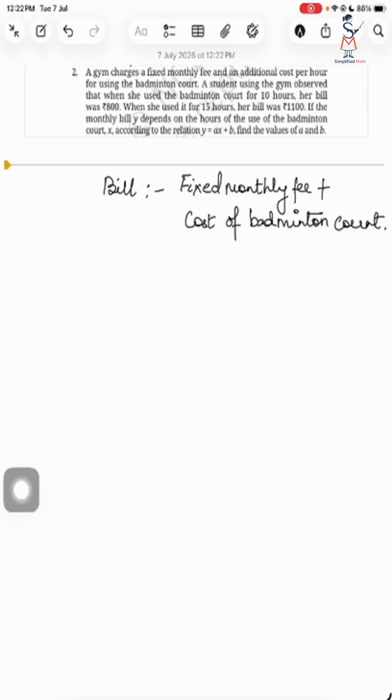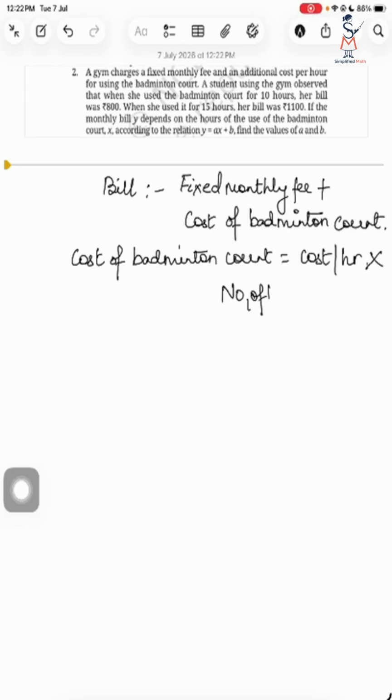And what is cost of badminton court? It will be cost per hour of the badminton court multiplied by number of hours the court is used. Yes? Fine. Cost of badminton court will be cost per hour of the badminton court into number of hours the court is used.